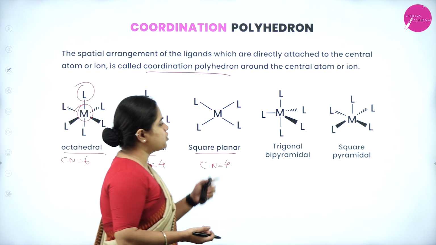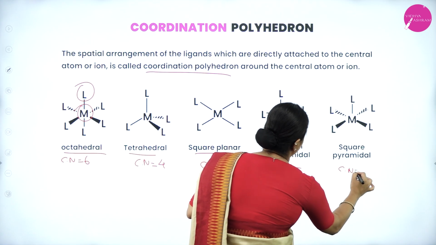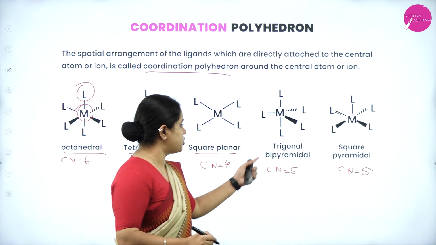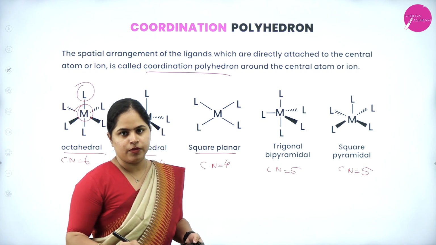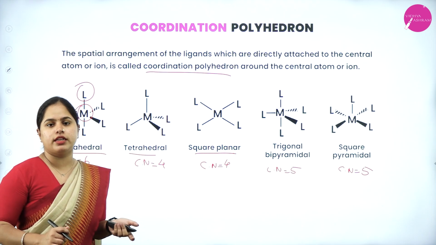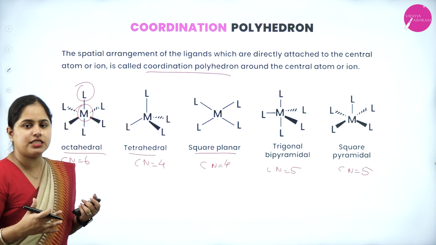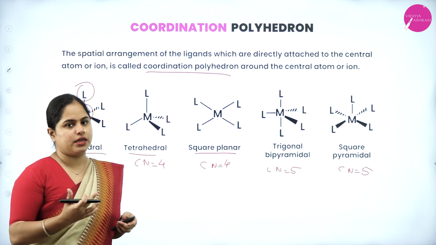And the next one is if the coordination number is 5. Again, there can be two possibilities of geometry. One is trigonal bipyramidal and another one is square pyramidal. Okay, so these are the geometries, and together this is called a coordination polyhedron. So it's basically how the ligands are arranged in space around the central metal atom.